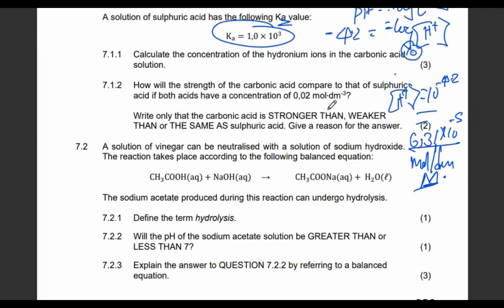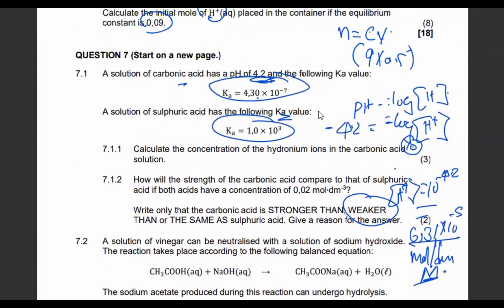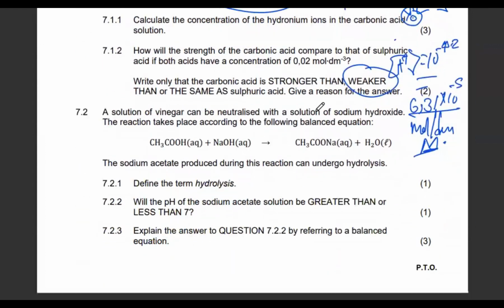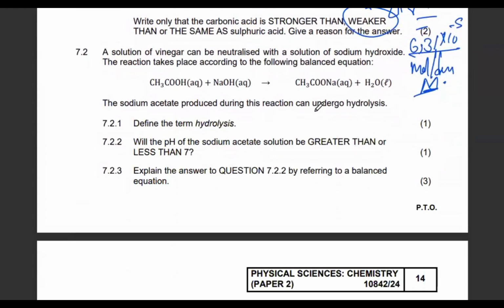How will the strength of carbonic acid compare to that of sulfuric acid if both acids are of the same concentration? Carbonic acid is going to be weaker. Why? Because carbonic acid has a small Ka value. It dissociates partially. When you put it in water, when you try to dissolve it, it dissociates partially, meaning that it produces a small amount of ions.